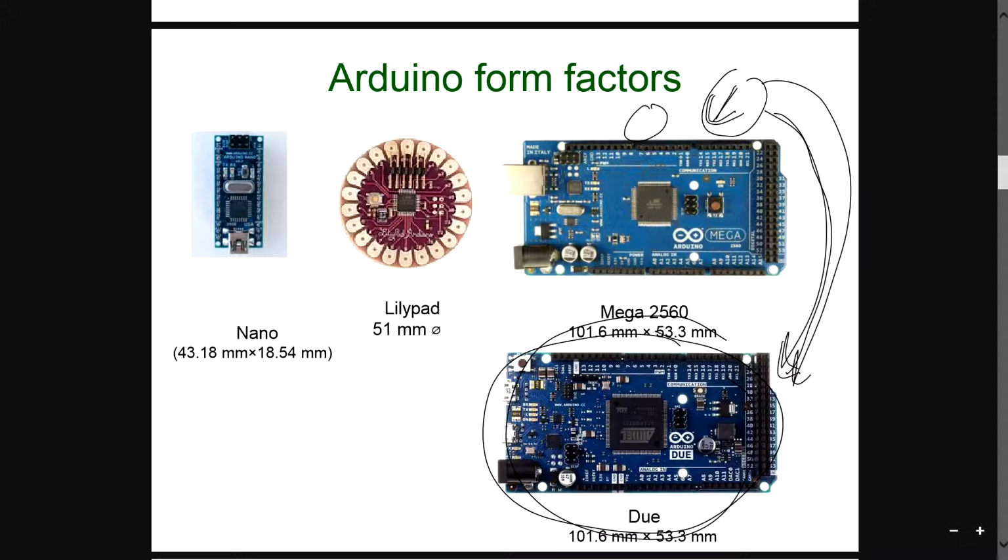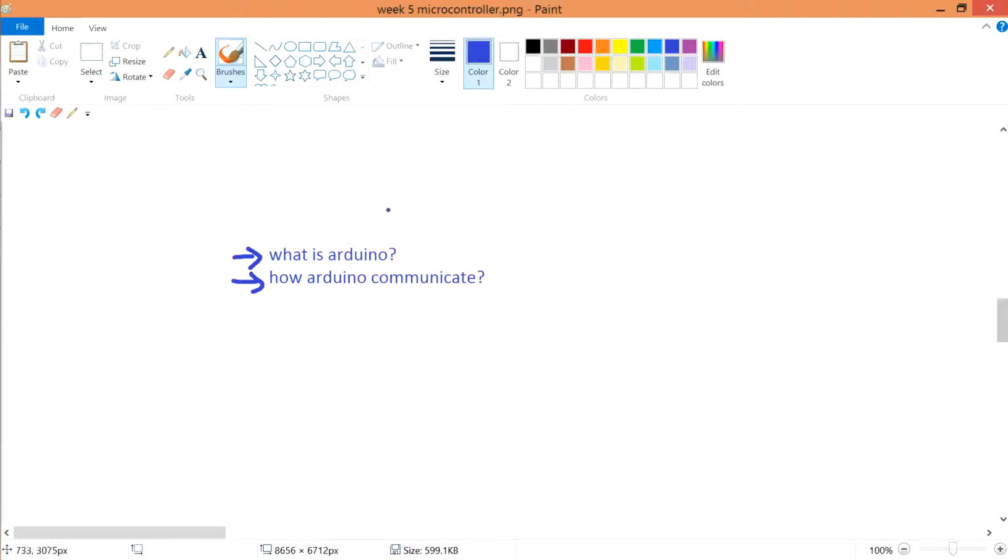This picture also tells you that there are many forms of Arduino. It depends on what use you want. It can be as small as a USB stick, or it may be like a LilyPad, like a water lily. For what is Arduino, we have somewhat talked about it already. So how does Arduino communicate? Let's talk about it now.